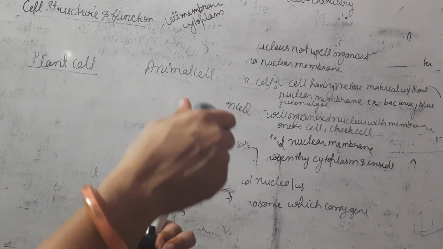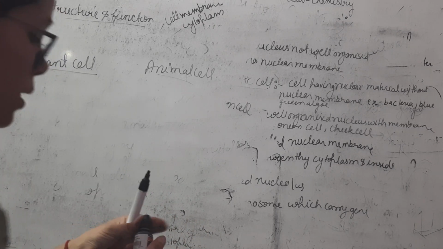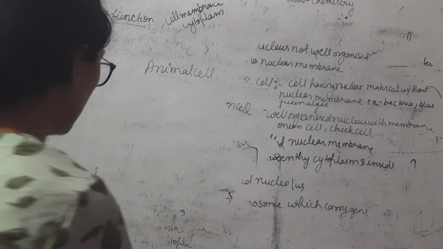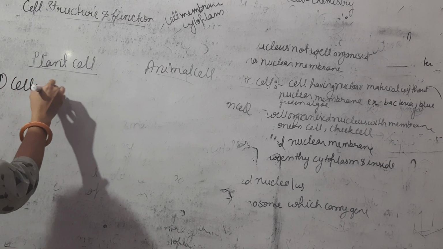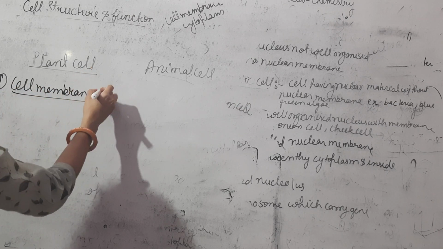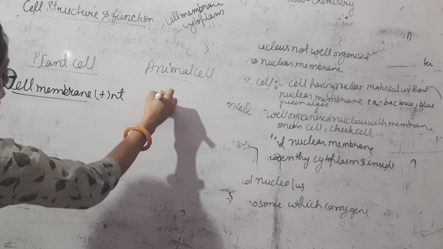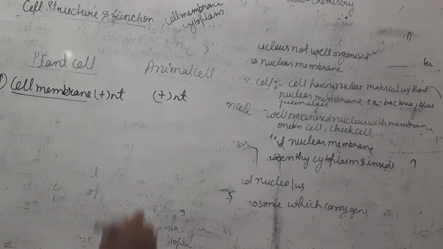Cell membrane is present in the plant cell and also present in the animal cell. The first property is the cell membrane. It is present in plants and also present in animals. In both animal and plant cells, the cell membrane is present.